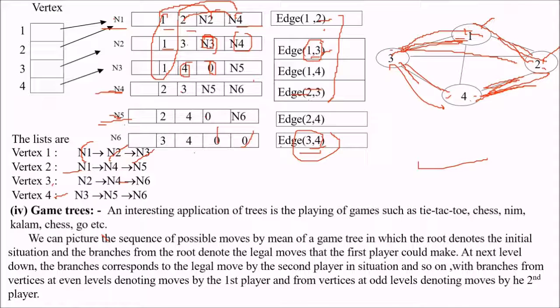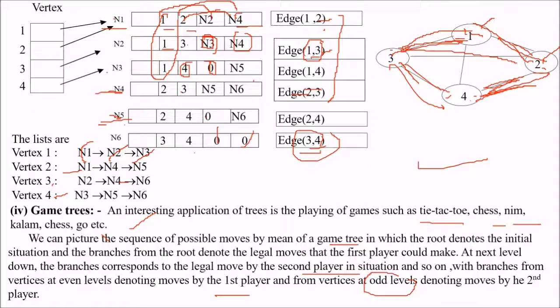Now we come to game trees. An interesting application of trees is the playing of games such as tic-tac-toe, chess, or various other games. We can picture the sequence of possible moves by means of a game tree, in which the root denotes the initial situation and the branches from the root denote the legal moves that the first player could make. At the next level down, the branches correspond to the legal moves by the second player in that situation, and so on and so forth. Branches from vertices at even levels denote moves by the first player, and from vertices at odd levels denote moves by the second player.